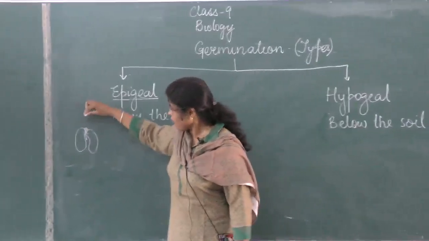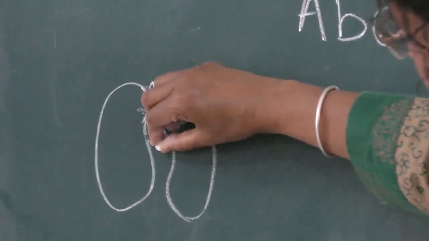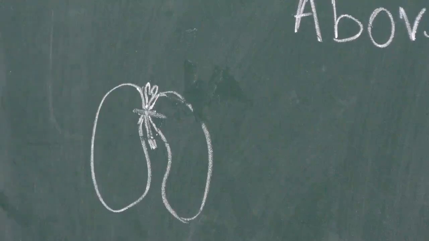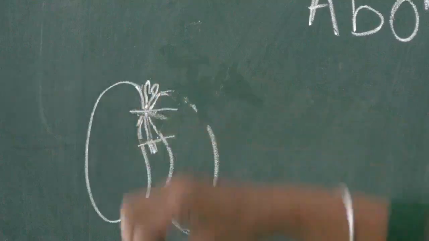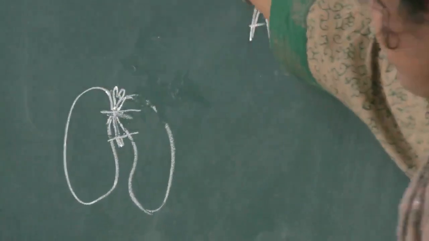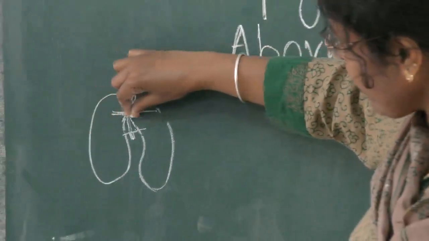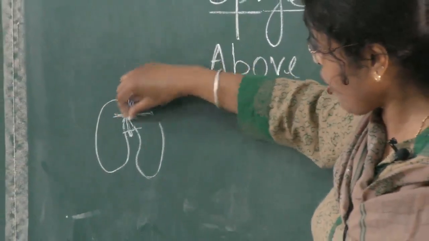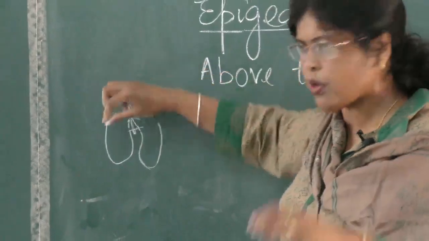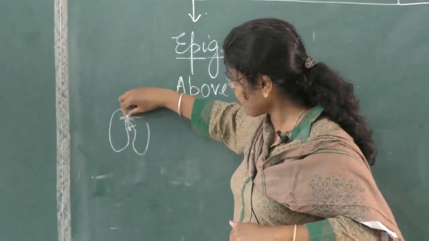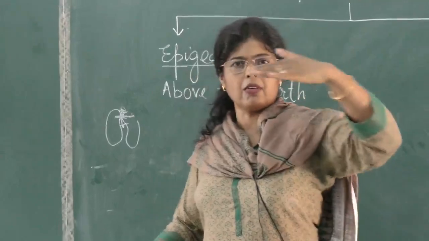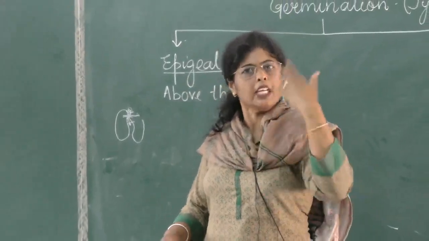Now, when germination occurs, the tip of the hypocotyle region is the radicle, and it grows into a root system. Basically, the portion between the embryonic axis and the radicle is hypocotyle, and the portion between the embryonic axis and the plumule, which divides to form the shoot system, is epicotyle. Above the cotyledon is epicotyle, below the cotyledon is hypocotyle.